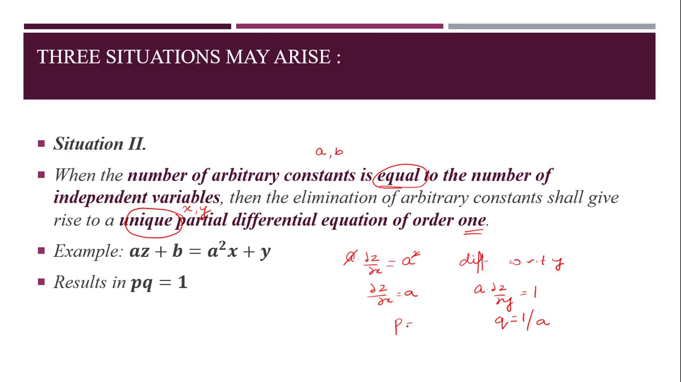So what we are getting, I have not eliminated b by these equations, but whatever the relations are appearing, I can conclude from here that p into q is 1, and this is nothing but the partial differential equation. Right? Now let's start with the third situation.